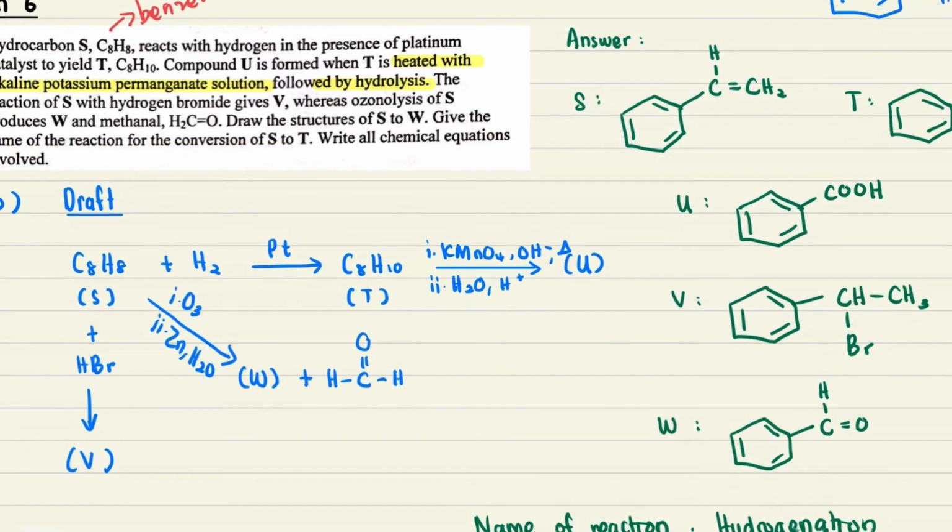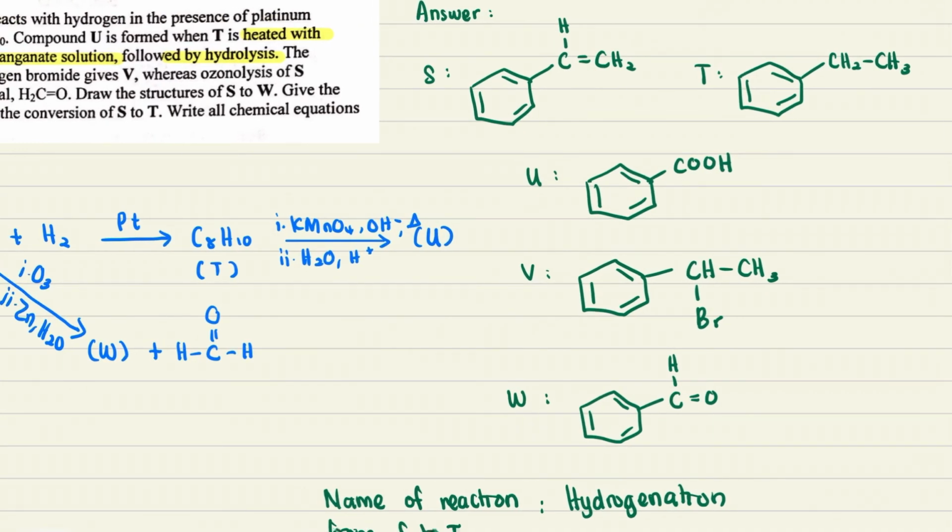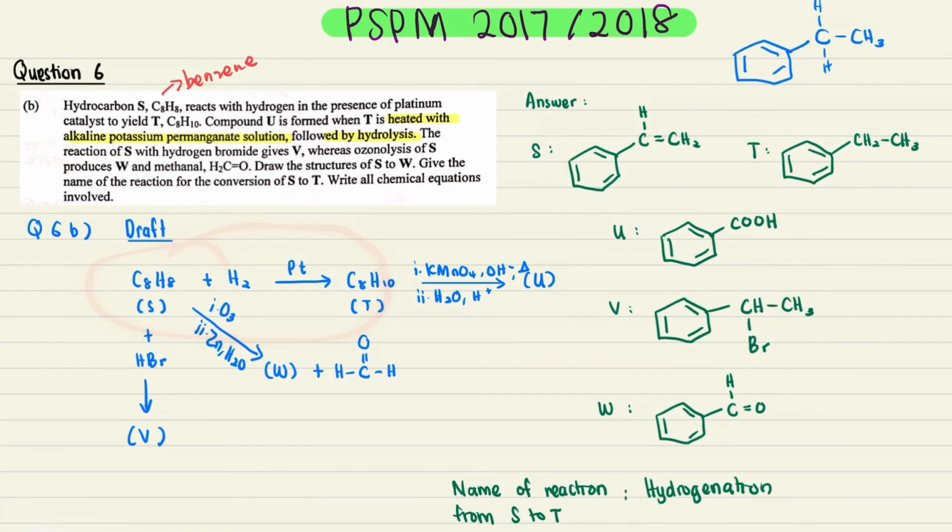Right, so settle soalan yang itu and then kita name the reaction for the conversion of S to T. Right, so S to T mana? Okay, ini. Apa nama reaction ni? Nama dia adalah hydrogenation. Ramai tak boleh jawab dalam exam. Okay, so please remember this is hydrogenation.